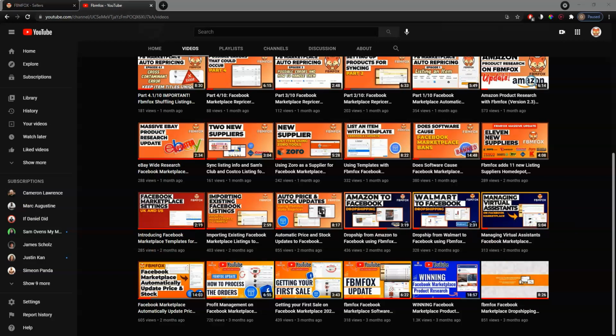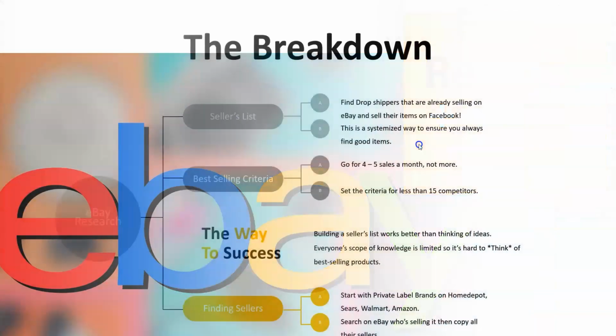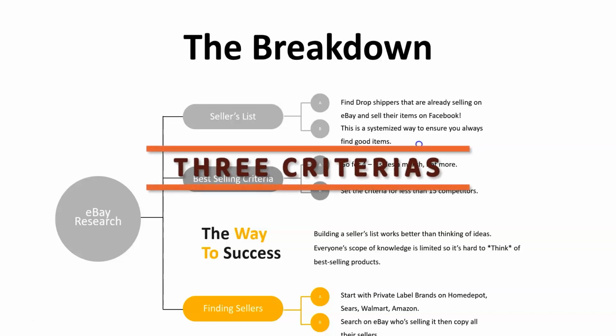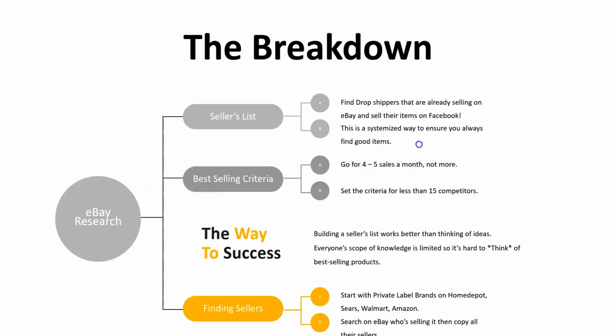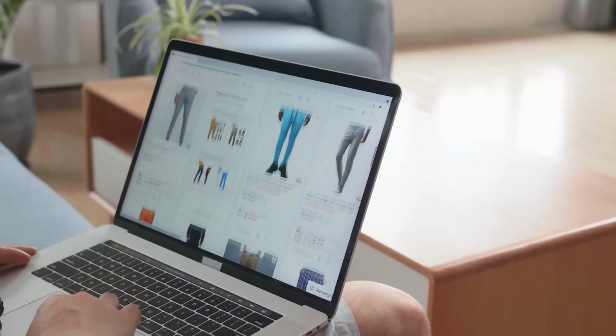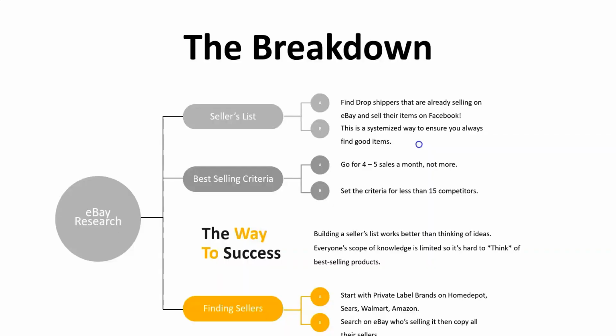So a quick overview of the breakdown of eBay product research is like this. There are three criteria of product research that go into eBay, Amazon, and even other sites where you're doing research, and that is the sellers list, the best-selling criteria, and finding sellers, right? So your sellers list is very important.